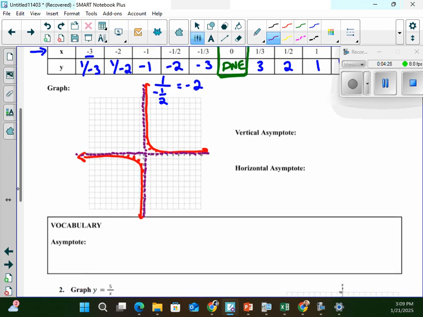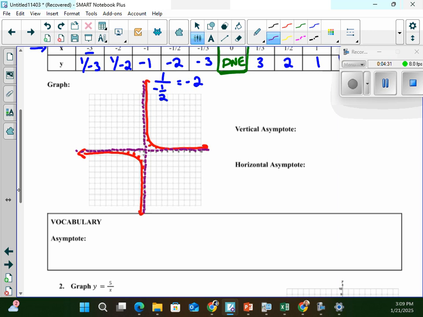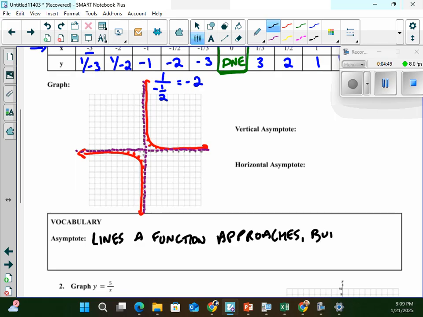Now, those purple lines do have a special name. They are called asymptotes. We'll define that now. Asymptotes are lines a function approaches but does not touch. And you can see that definition in this case. The two purple lines are lines the function is approaching but never actually touches.